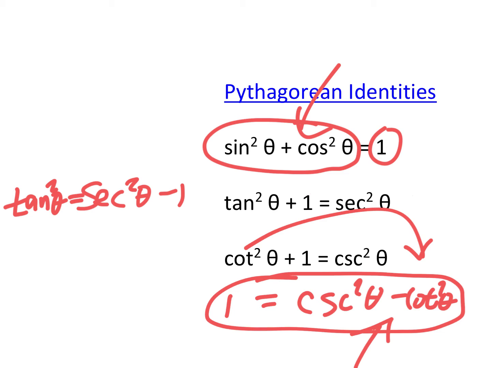Okay, so the last one was this one right here. And if you arrange it to make the 1 be alone, you would grab this tangent and move it over. So it'd be secant squared minus tangent squared. Raise your hand if you had that one right. Okay, you caught on to the pattern of what I was going for there.